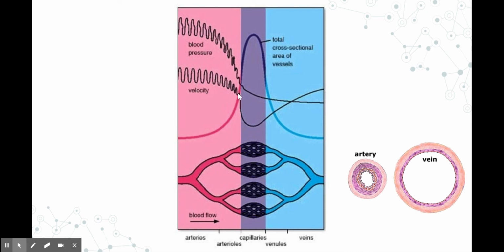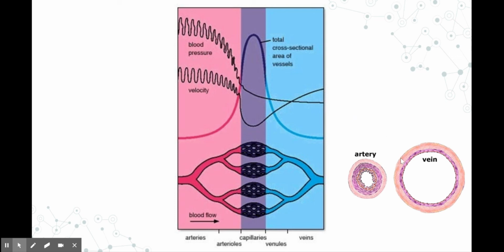You can see that the velocity slows right down. The blood is flowing the slowest in the capillaries, and it increases again slightly in the veins due to the valves and skeletal muscle, but nowhere near as quick as it was in the arteries. Pressure follows a similar pattern. It dips down in our capillaries and then stays fairly low throughout the veins.